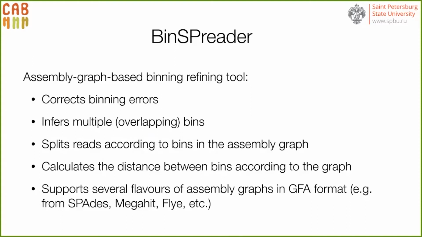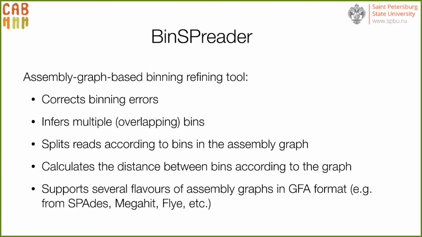Our method for bin refinement is called BinSPreader, and we also concentrate on propagating bins to short contigs. In addition, our tool is also able to correct binning errors, assign multiple bins to a single contig, split reads according to bins in the assembly graph, and calculate the distances between bins based on the overlaps between them, in order to estimate the phylogenetic distances between the corresponding genomes.